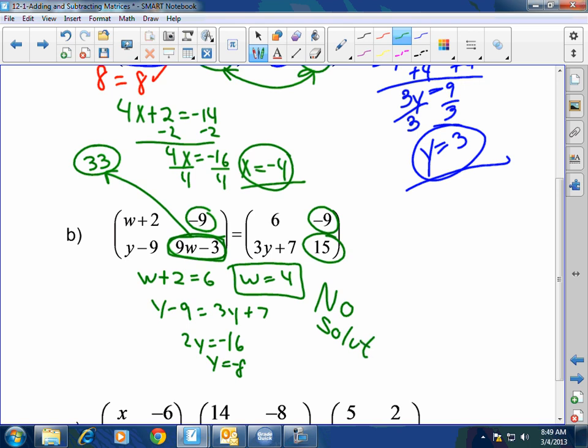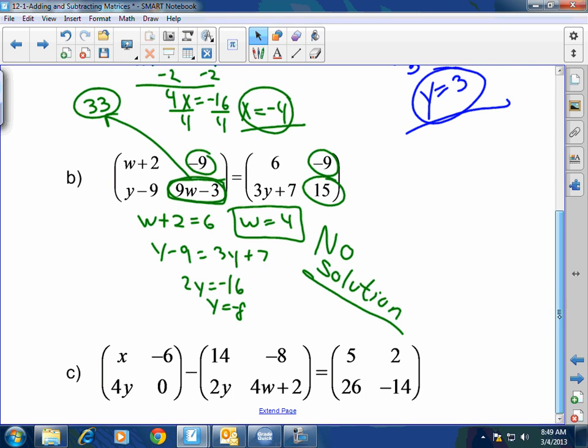Very good. So do not take for granted that you find a variable early in the matrix. You could have a no solution. You have to test these things. And that's what we just finished answering. Okay. Next.